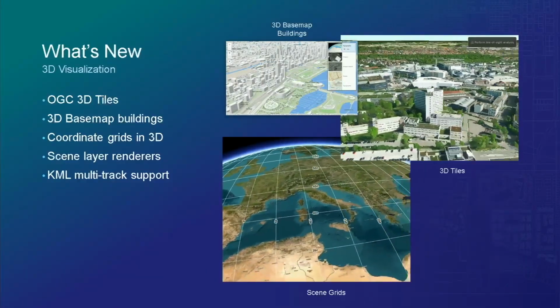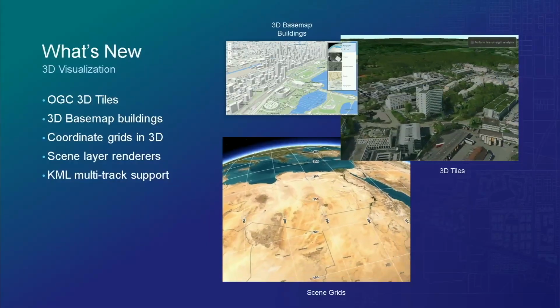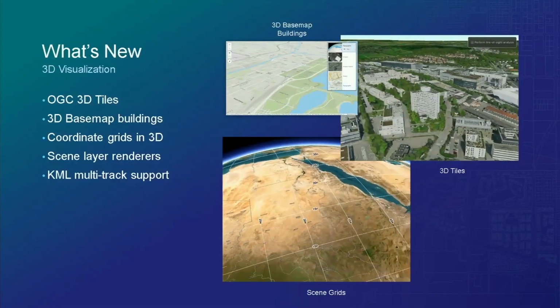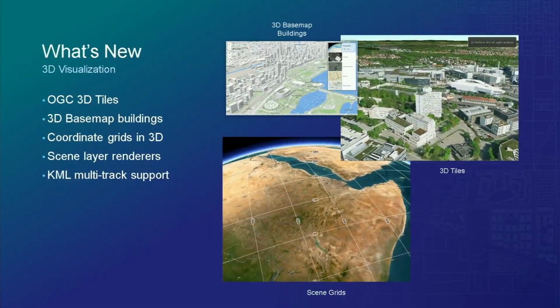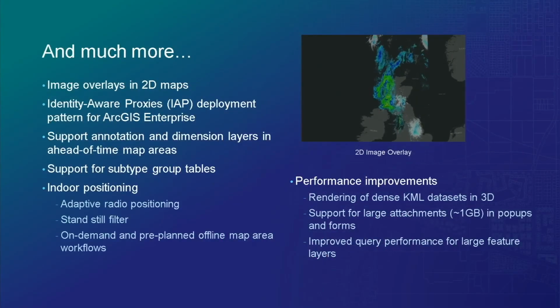Being able to enhance or change renderers, we saw this in the sample that Nick just showed, where we can change renderers on the fly. And of course, enhancing our support for an OGC format like KML with multiple tracks, being able to show those as well. There's a lot more that we've added in here too. Image overlays in 2D maps, that was something that we had in 3D for a while. We finally got it in 2D.